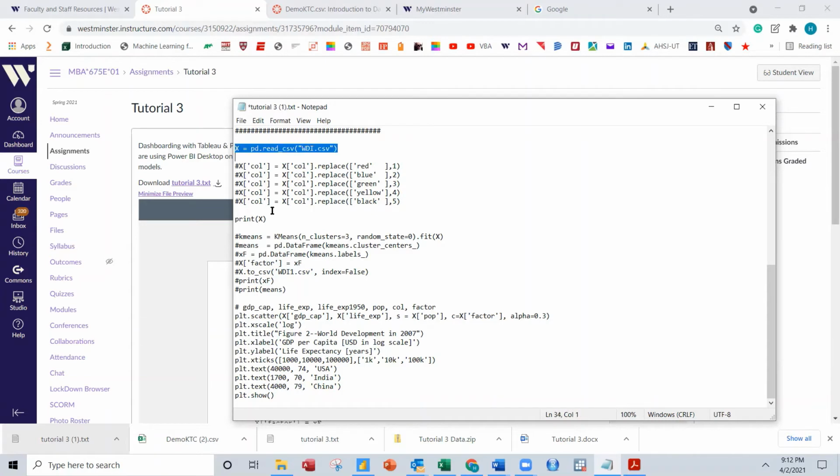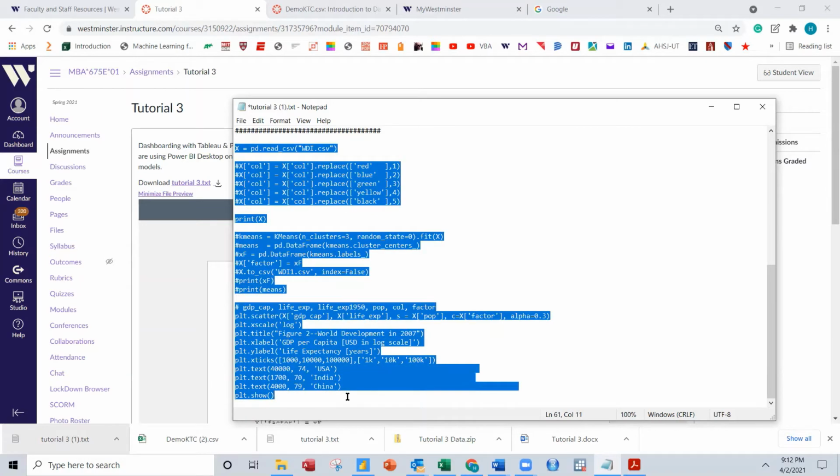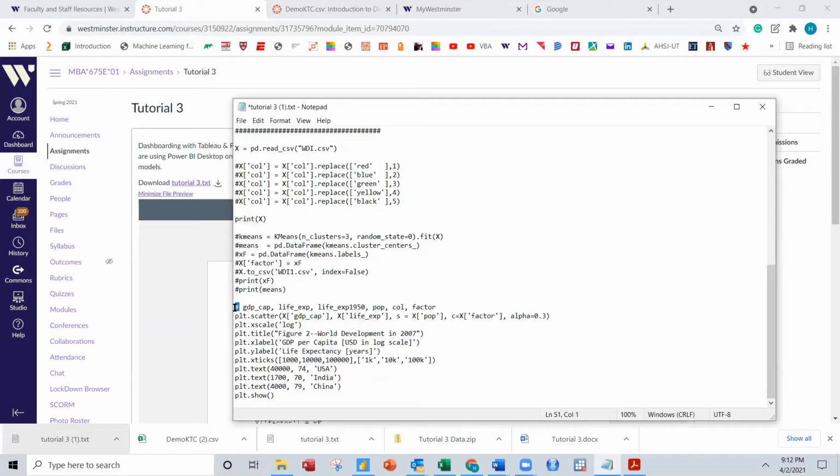So the first time, run it like this as you see it. The second time you run it, delete all the hashtags down here. Well, except for this one. You want to keep that one, right? And then just change this from call to factor. Originally, this is call, then change it to factor.